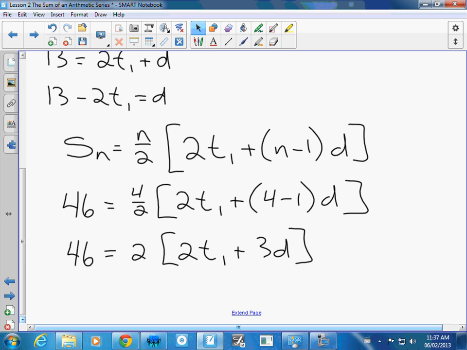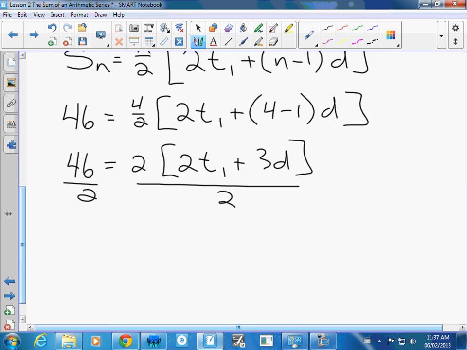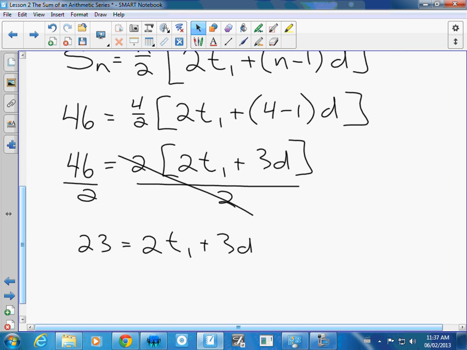Divide by 2, right? And basically, this is where you're moving beyond regular math, and you're starting to think about faster ways of doing stuff. You think about your rules of math and you realize, oh, I can do that. That's perfectly legit. So I'm dividing this by 2, so I divide this by 2. Is that correct? So those 2's are gone. Is that simplification? Yeah. 46 divided by 2 is 23 equals 2t1 plus 3d. Okay? Should end up with that. Well, that doesn't help us yet.